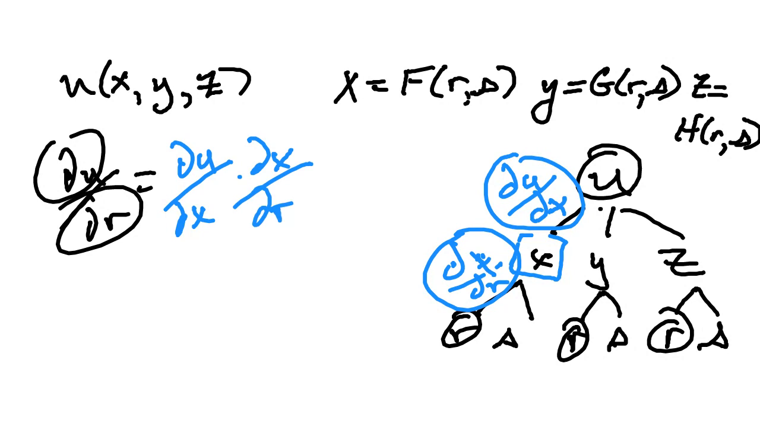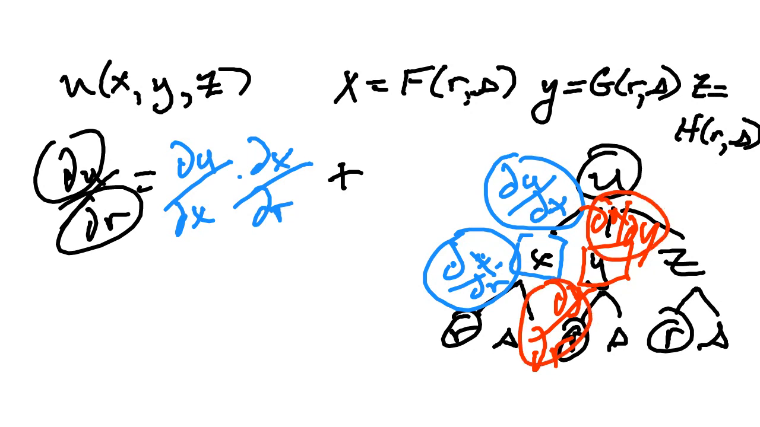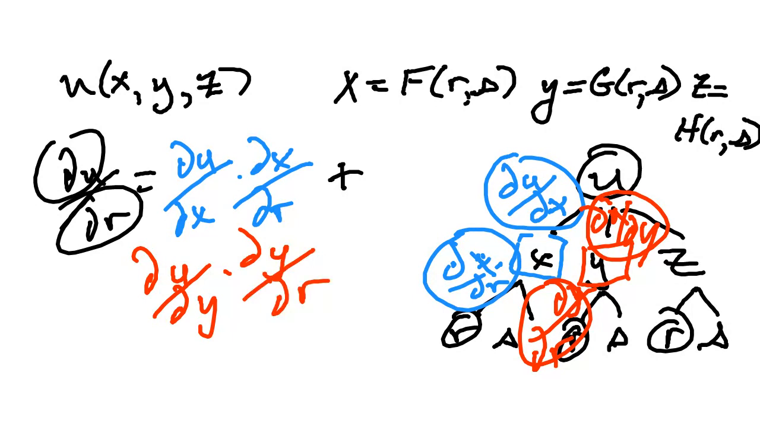And then plus, I'm going to add all the pieces, right? So I'm going to add on the next piece, which let's use red for that one, for the y values. Coming from u to y, this is going to be the partial of u with respect to y. And then down from y to r, this is going to be the partial of y with respect to r. So these are the two things I need there. So this is going to be plus the partial of u with respect to y times partial of y with respect to r, which is what we wanted there.